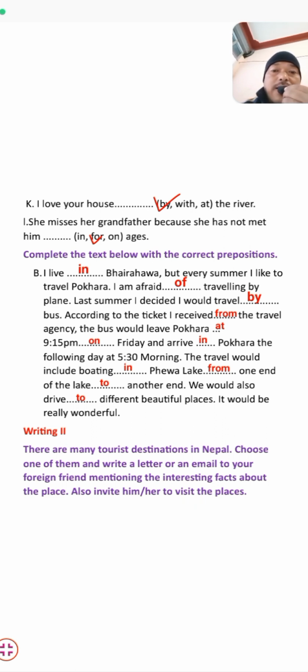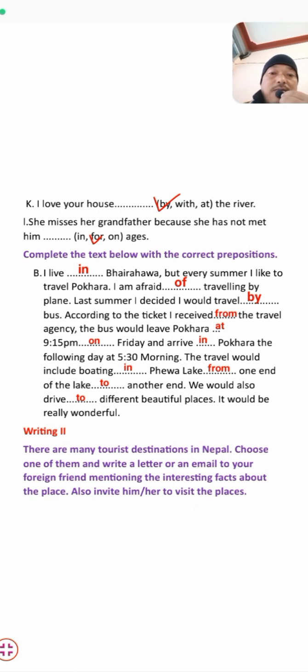I'm afraid of something, afraid of, we use of. Traveling by a plane. Last summer I decided I would travel by bus. We use by with bus, car, motorcycle, whatever. According to the ticket I received, again received, that is from the travel agency, received from. Okay, when we receive something we use from the travel agency.